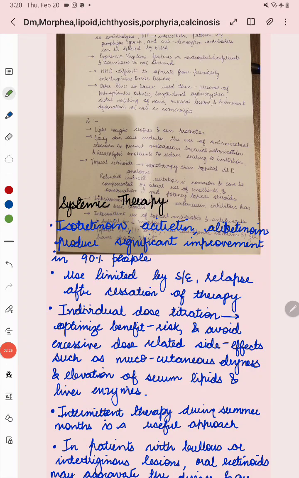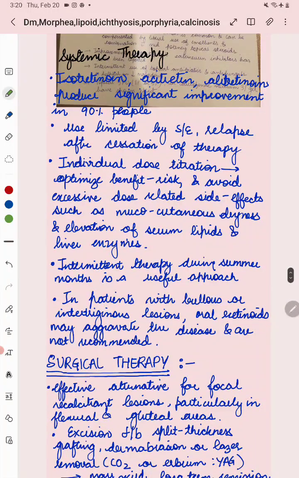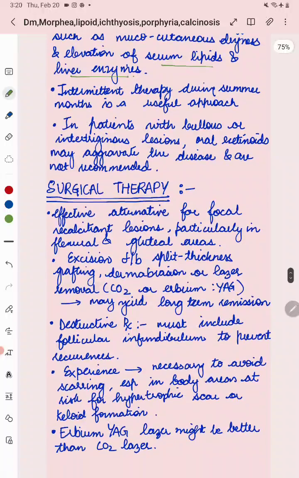Now isotretinoin, acitretin, tretinoin, they produce significant improvement in 90% of the people. Because of the side effects, you'll have to stop the therapy in between at times, and the individual dose you'll have to titrate to optimize the risk benefit ratio and avoid excessive dose related side effects such as mucocutaneous dryness and elevation of serum lipids and liver enzymes. Intermittent therapy is also a useful approach.